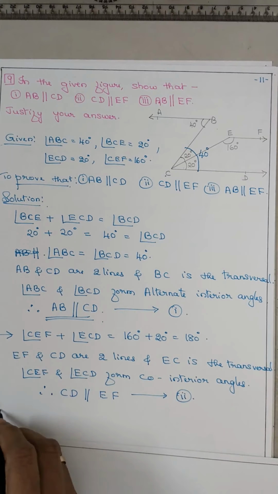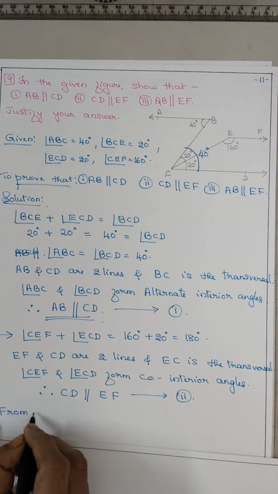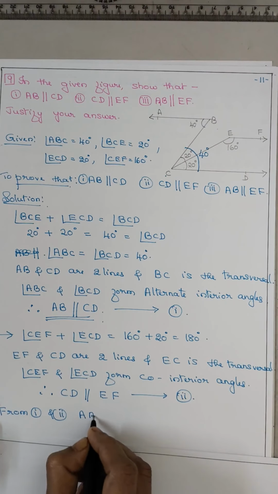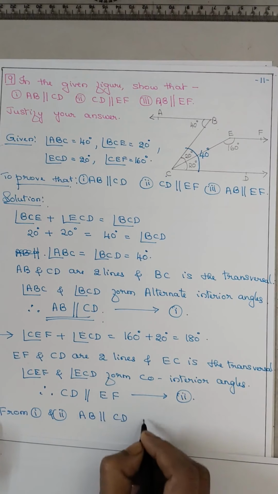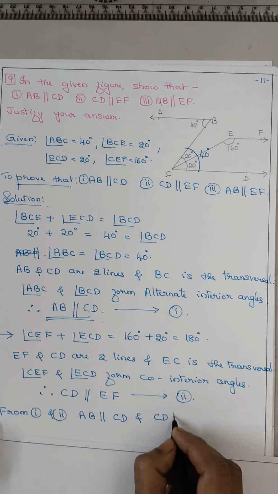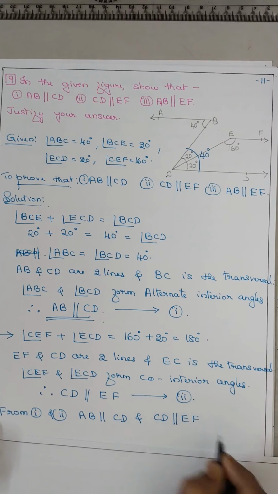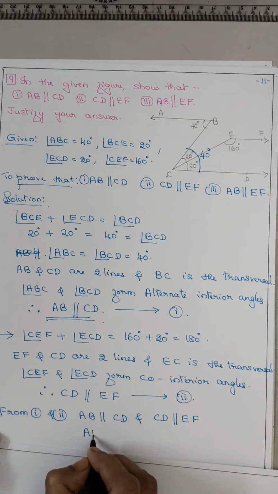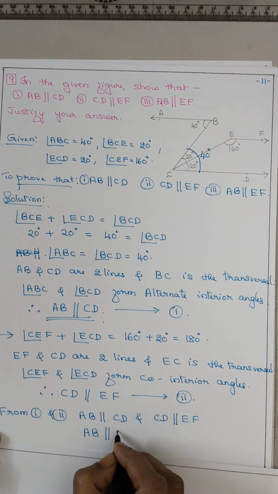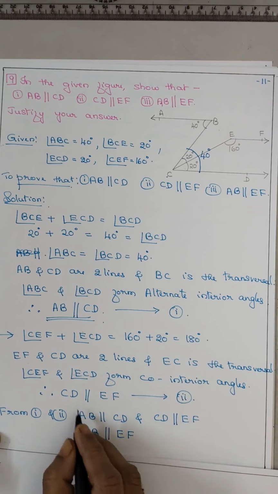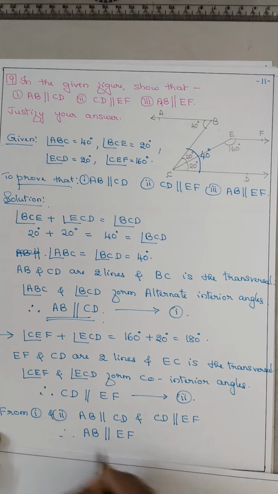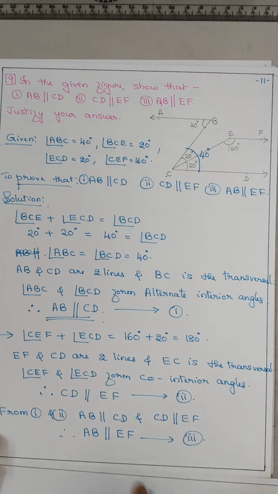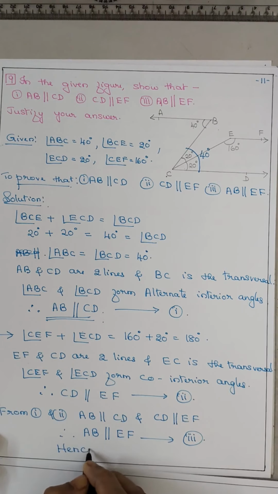Now from 1 and 2, AB is parallel to CD and CD is parallel to EF. CD is common in both. AB is parallel to EF. AB will be parallel to EF. That is third one. So all the three are true.